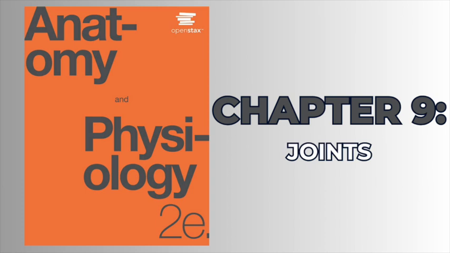Functional classification of joints. The functional classification of joints is determined by the amount of mobility found between the adjacent bones. Joints are thus functionally classified as a synarthrosis or immobile joint, an amphiarthrosis or slightly movable joint, or as a diarthrosis, which is a freely movable joint.